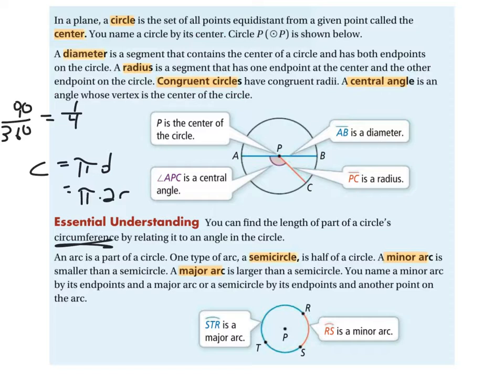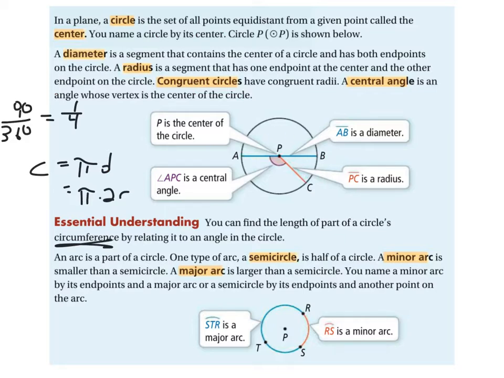Now, an arc is a part of a circle. One type of arc is a semicircle. It goes from one side of a diameter to another. Half of a circle, right? Exactly half a circle. It's got half the area. It's going to have half the circumference, half of the angles, 180 degrees.